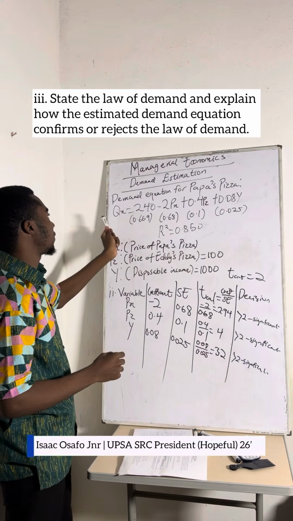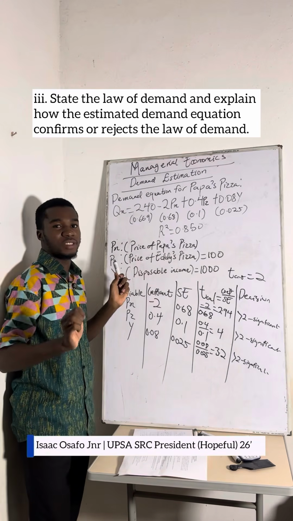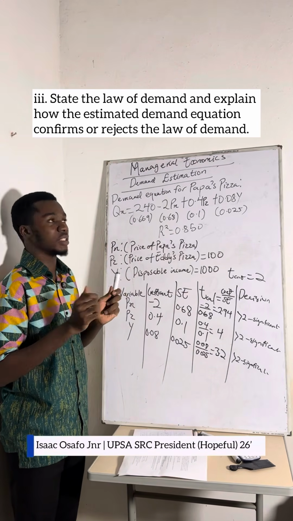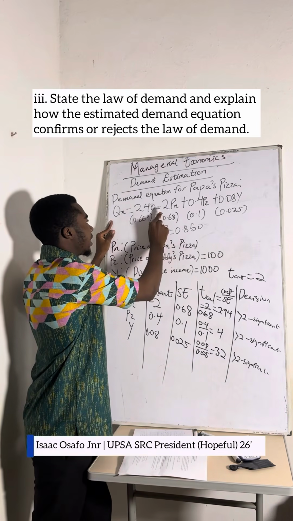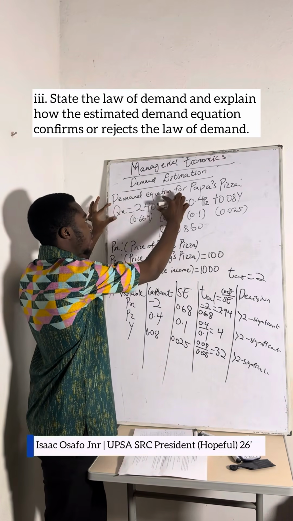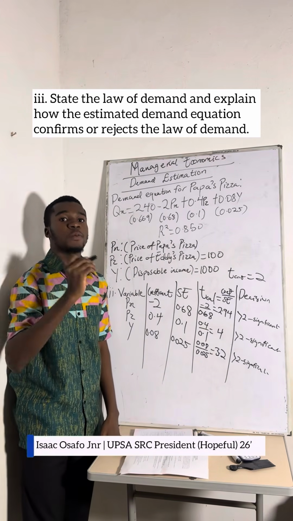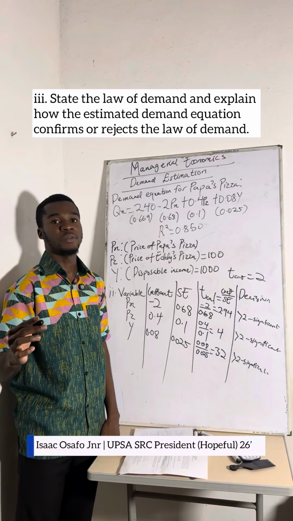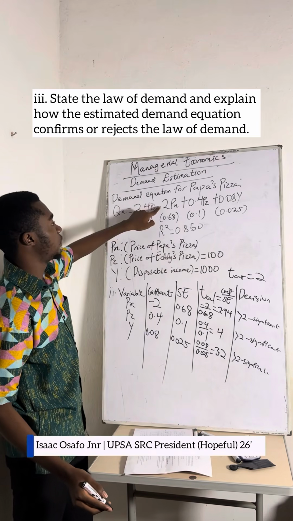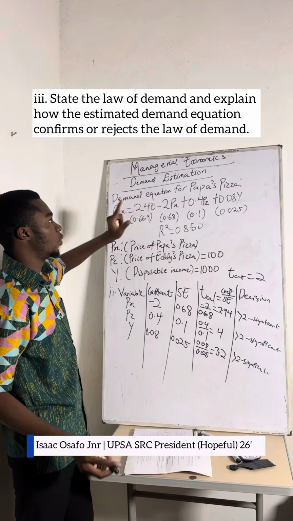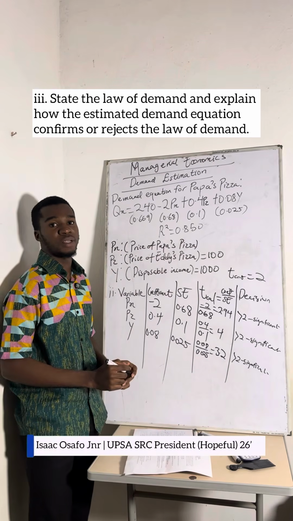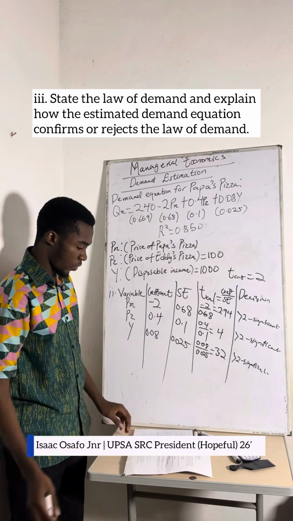So it means that the price for X should always be negative, or the coefficient for the price of X should always be negative. So this is the price of X, and you realize that it is negative, meaning that they have an inverse relationship, a negative relationship. So because of that, we'll see that it confirms the law of demand, or it accepts the law of demand. Assuming here was positive 2PX, or any positive value, then we'll see that it rejects the law of demand. You get it? All right, so that's for the III.